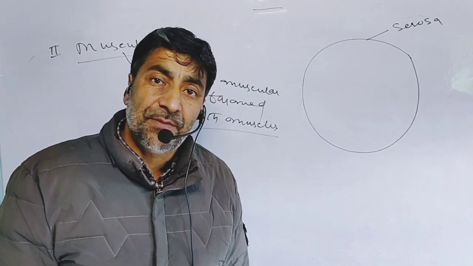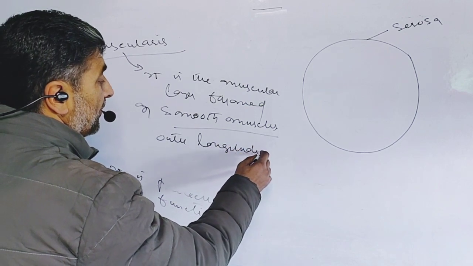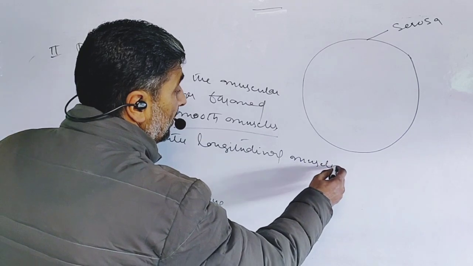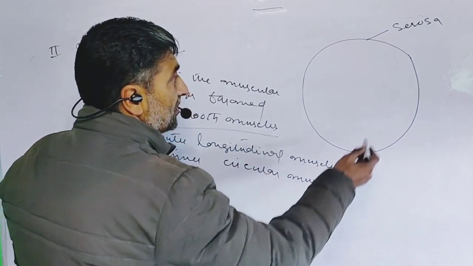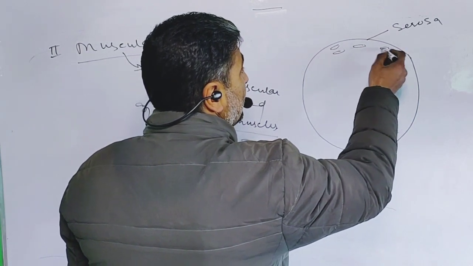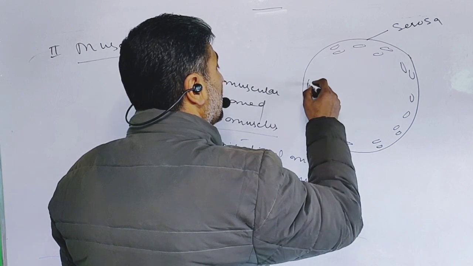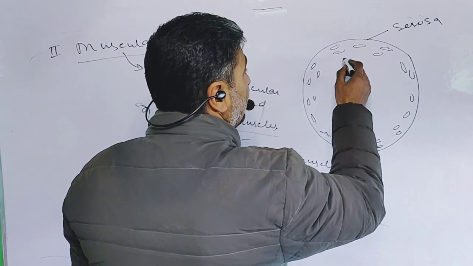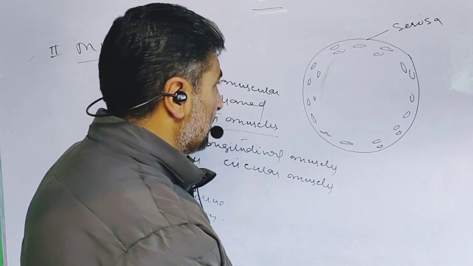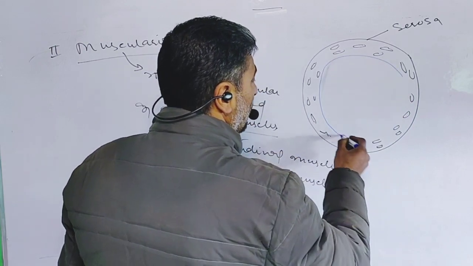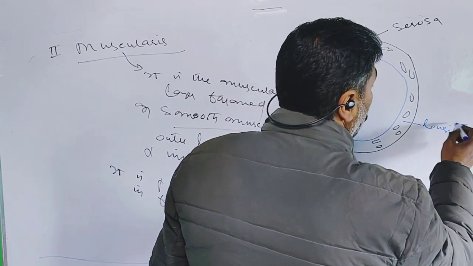Now here, two types of smooth muscles are present in this muscularis. Outer longitudinal muscles and inner circular muscles. Try to understand. Very important point. Suppose this is serosa. So this is longitudinal layer. Longitudinal layer of muscles. These are longitudinal muscles.